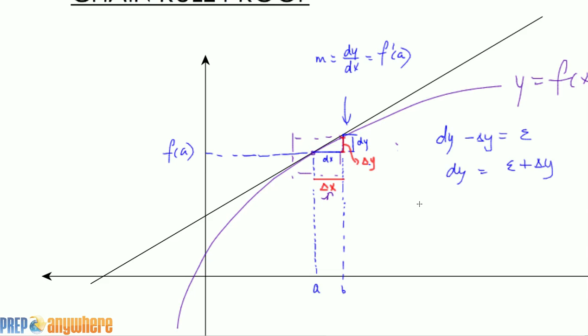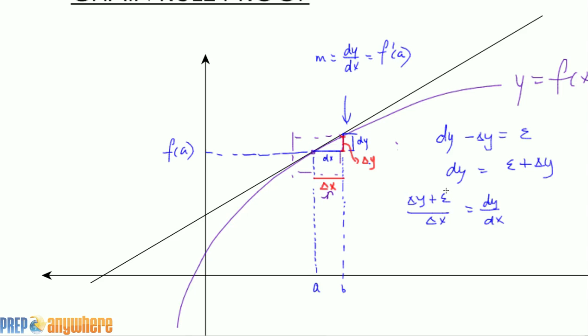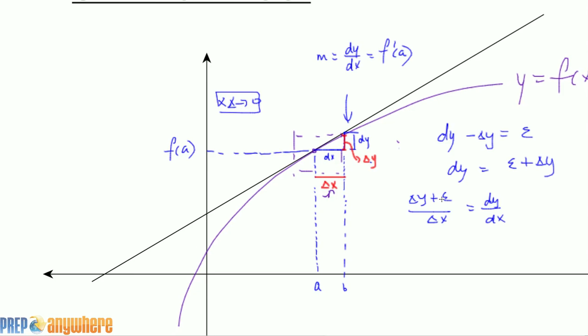So in other words, delta y plus epsilon over delta x is equal to dy over dx. That's a little extra thing, because delta y and dy have a very small difference as delta x approaches 0. I'm going to call that epsilon. Now from here, I'm just going to isolate delta y. Delta y plus epsilon then is equal to dy over dx, and I'm going to replace that with f prime at a now.